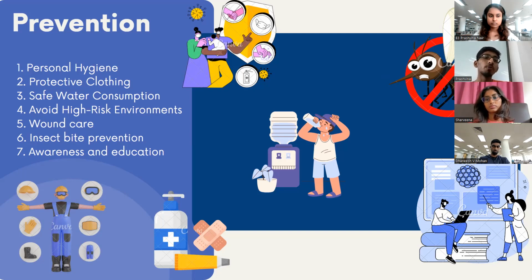The fourth one is avoid high risk environment. So we must minimize direct contact with the soil and standing water in areas known to be endemic of melioidosis. And we also must avoid wading or swimming in muddy or contaminated water sources.